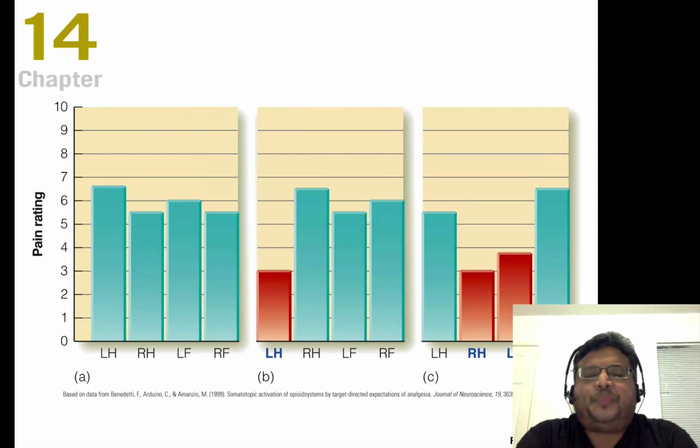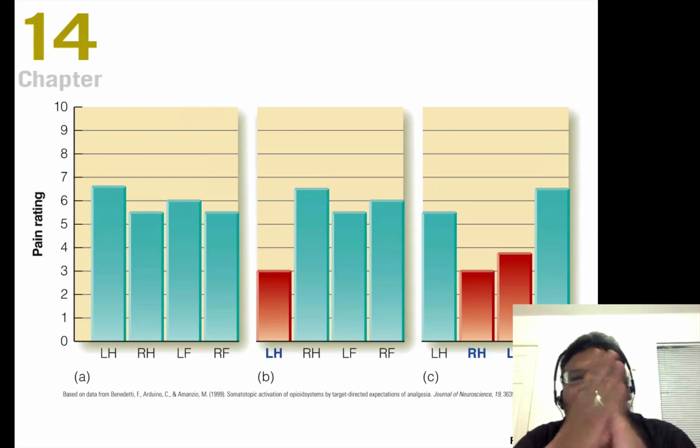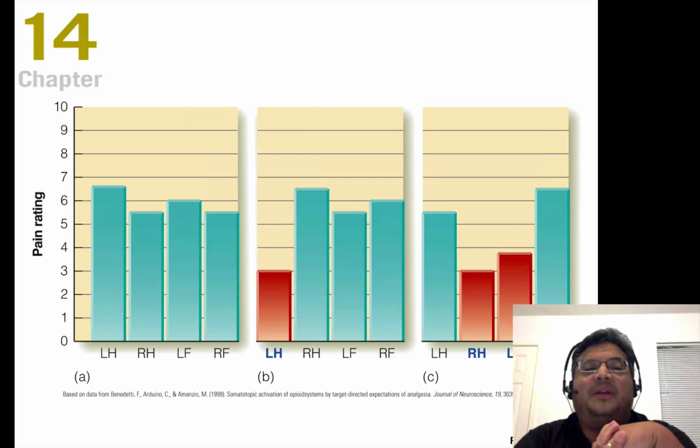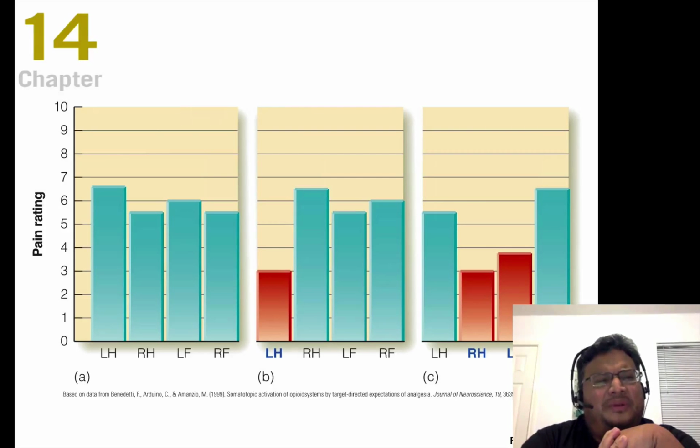Then in graph B, the subjects were told that they were going to have a powerful pain relieving cream, a placebo cream, placed on their left hand. When we put the cream on their left hand and exposed them to the painful stimulus again, lo and behold, they had a decrease in pain rating. It went from almost 6.5 to 3, so it was cut in half.